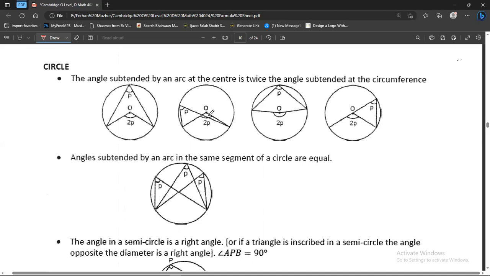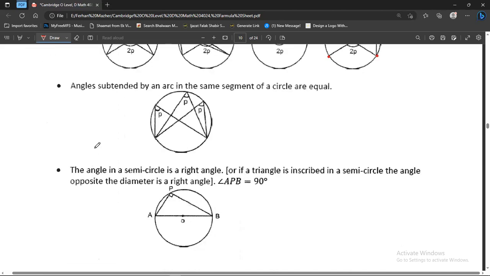For example, if this arc goes to the center and the same arc goes to the circumference, the angle at the center will be 2 times the angle at the circumference. This arc goes to the circumference, the angle is P, it comes to the center, the angle is 2P. If this arc goes to the center, the angle is 2P; if this arc goes to the circumference, the angle will be P. Angle at the center is 2 times angle at the circumference.